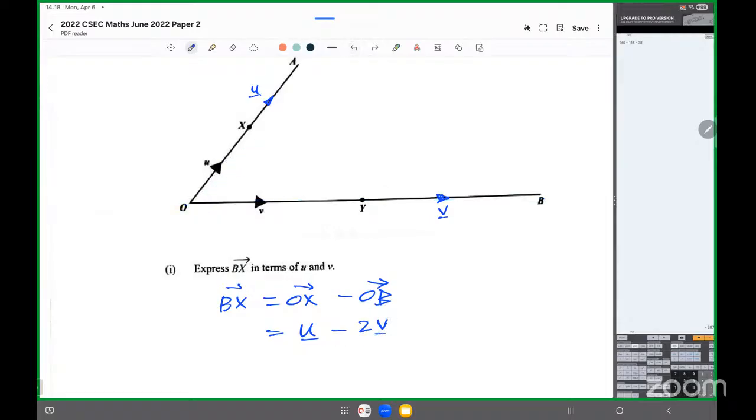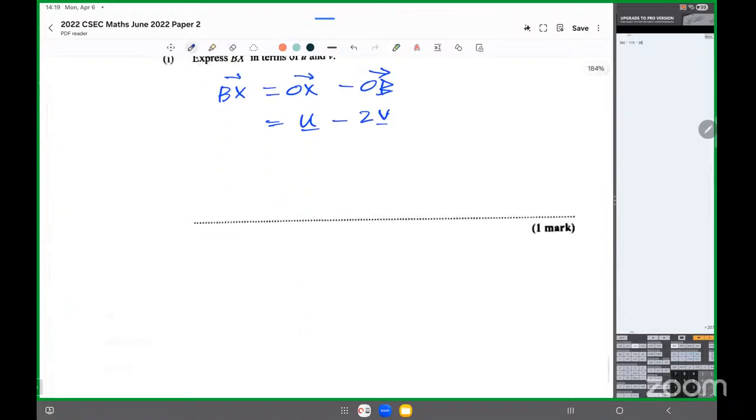I can look at it this way. It is a U, which will take you up to here. That's a U, the same as this length. And then you come back 2V, that's minus 2V. That takes you from B to X like that, so you know that it is correct. It's not complicated. This one is very easy.